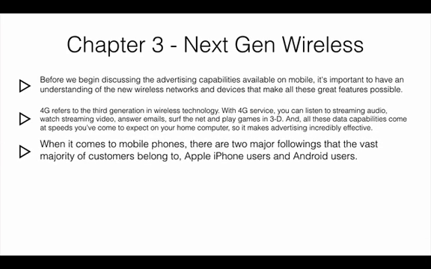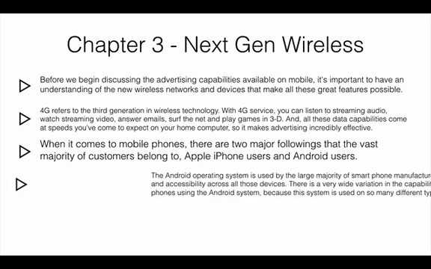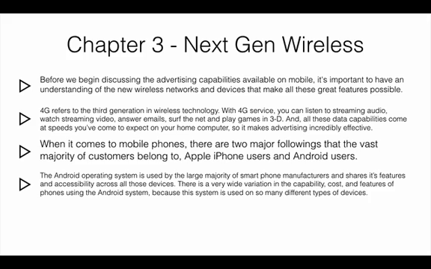When it comes to mobile phones, there are two major followings that the vast majority of customers belong to: Apple iPhone users and Android users. These companies are constantly making new models, faster models, different configurations, and there's all kinds of applications for them. The Android operating system is used by the large majority of smartphone manufacturers, and it shares its features and accessibility across all of those devices.